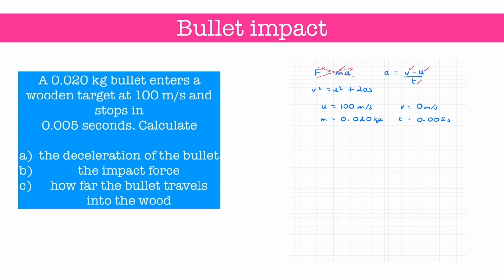In the acceleration equation we have v, we have u, and we have t, everything apart from a, so this is the one that we can use. We can't use the motion equation because although we have v and u, we don't have a and s. And because we have a missing and s missing, we can't work out a. Let's use a is v minus u over t.